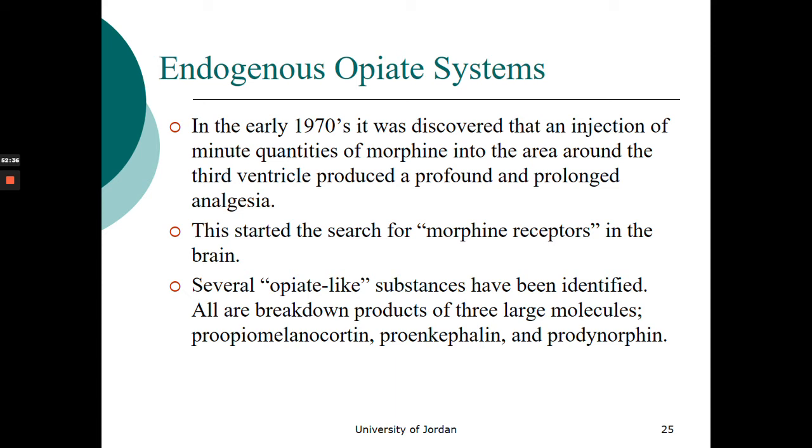And in the 1970s, around 1979, it was discovered that an injection of small quantities of morphine into an area around the third ventricle produced profound analgesia. This started the search for morphine receptors, and they found that the brain secretes morphine-like, or what we call opiate-like, substances that are called endogenous opiates.